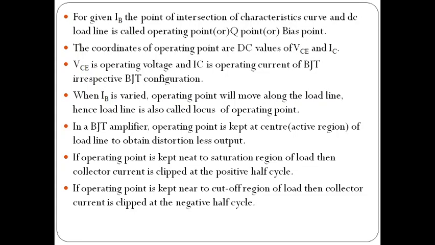When the operating point shifts towards the saturation region, that means at point P, then the positive half cycle is clipping off. When the operating point shifts towards point R or towards the cutoff region, then the negative half cycle is clipping off. So you will get distortion when it moves towards saturation or towards the cutoff region. That's why we always choose the operating point at the middle.